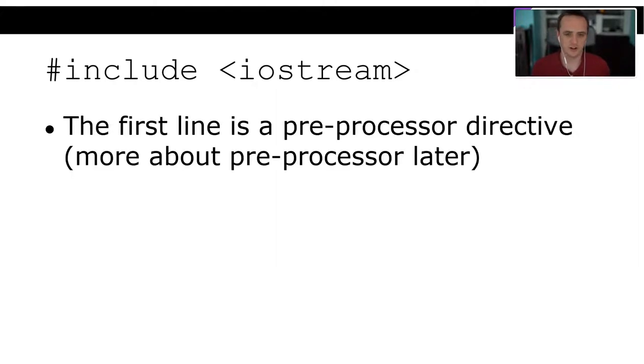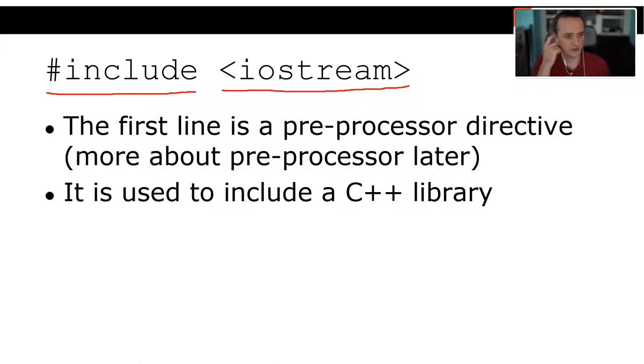So the first line is what's called a preprocessor directive, okay? We'll talk more about the preprocessor later, but essentially when you compile something in C++, there's two steps. First is called the preprocessor and second is the actual compiler. And I'll show that whole pipeline later. So this hashtag include iostream, okay? That will include a library for us. So this is how we include libraries.